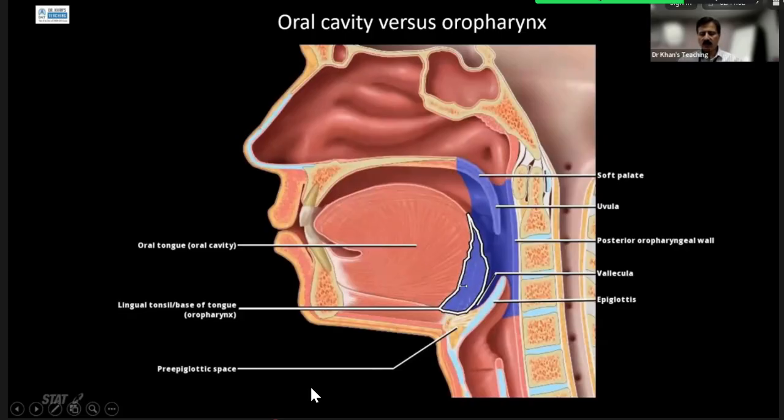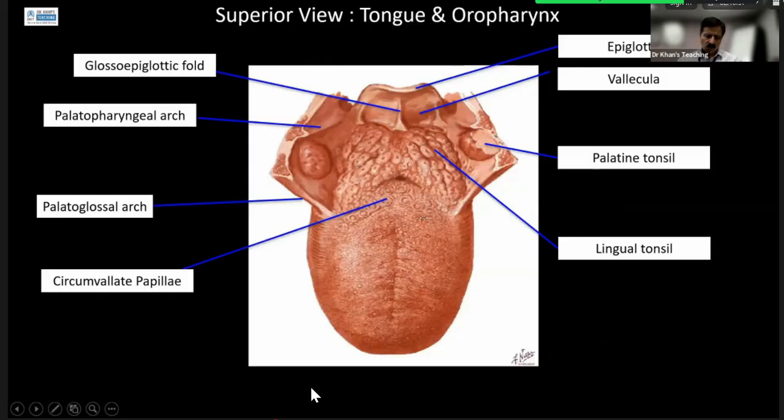Do not confuse the term base of tongue with root of tongue. Root of tongue is inside the tongue here. We did cover it in oral cavity. So this is the base of tongue where the lingual tonsil is. This is the epiglottis, which is part of the supraglottic larynx, and inferior to this portion will be the hypopharynx. So now these are the landmarks to differentiate between the oral cavity and the oropharynx.